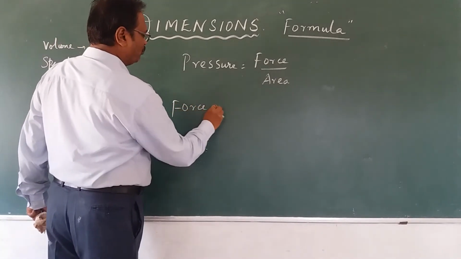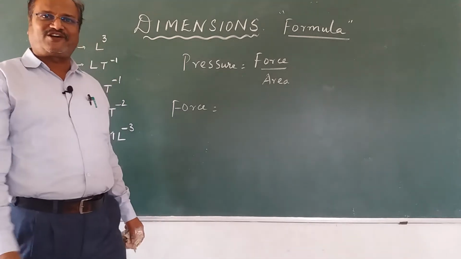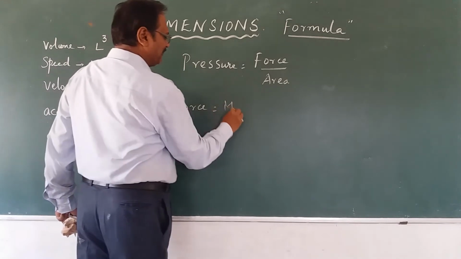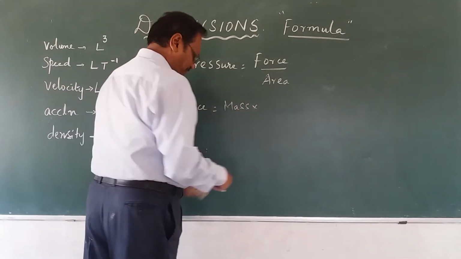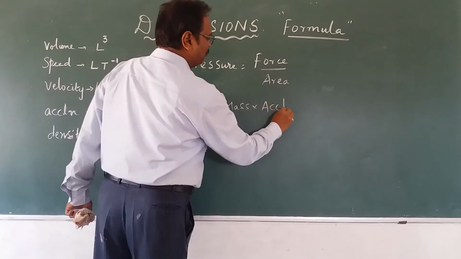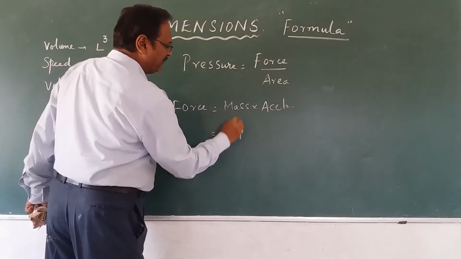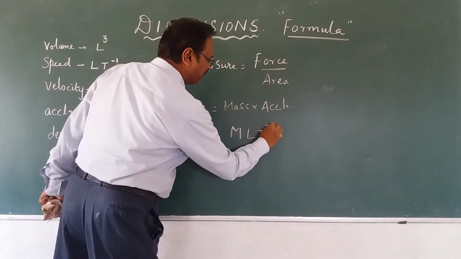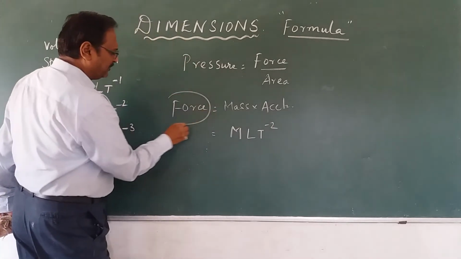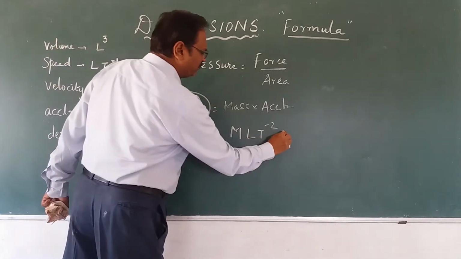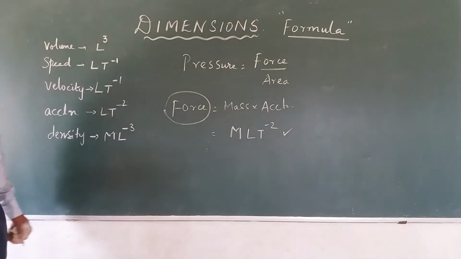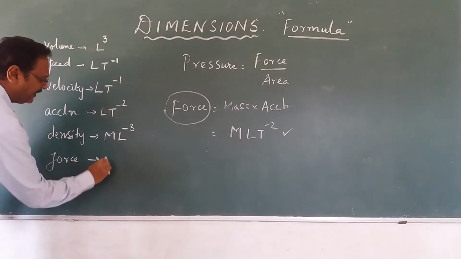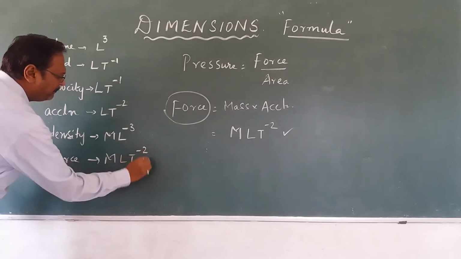What is force? According to Newton's second law of motion, F is equal to ma, mass into acceleration. So what is mass? M. And what is acceleration? L t power minus 2. So the dimensional formula of force is M L t power minus 2. So I will write here force, that is M L t power minus 2.